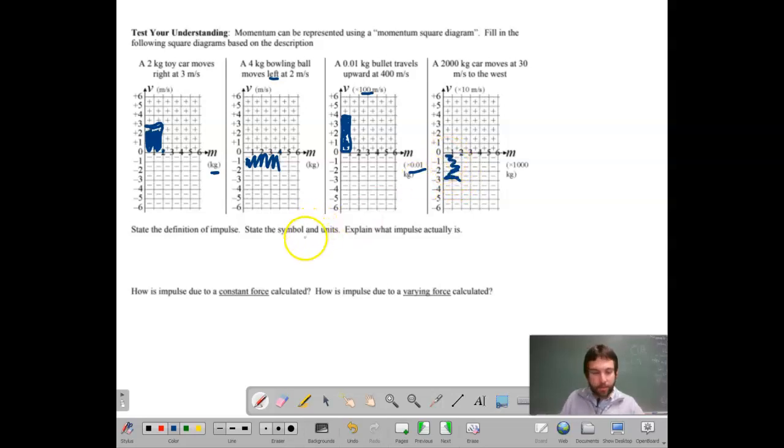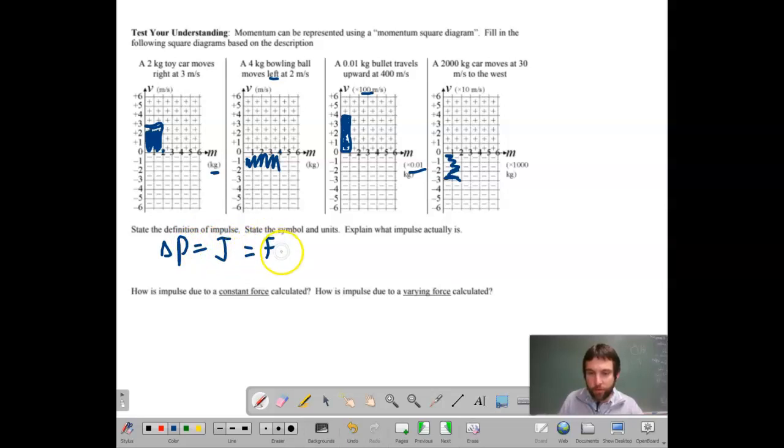And that's it. State the definition of impulse. Impulse is your change in momentum. Using J, you might use I, either one, capital J, I. State the definition of impulse. Impulse is just the change of momentum.